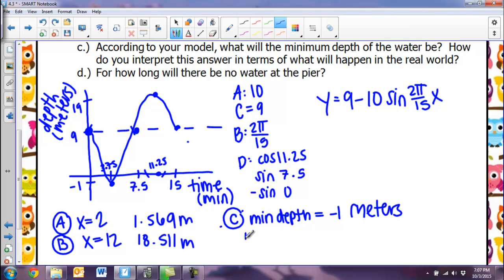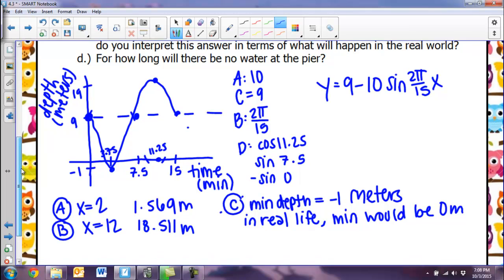So if it doesn't make sense, then that means it's not applicable in the real world. So in real life, not necessarily according to our model, the minimum would just be 0. Because it doesn't make sense to be going below the bottom of the ocean. Okay, that just is weird.